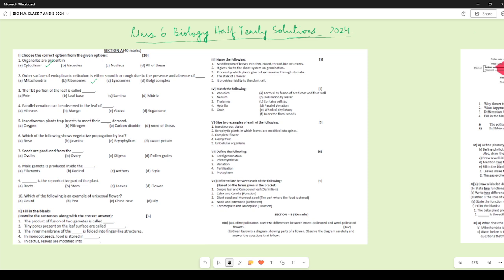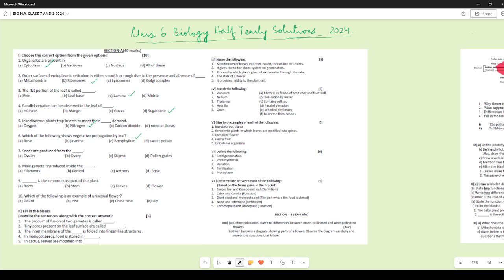The flat portion of the leaf is called lamina. Parallel venation can be observed in the leaf of sugarcane. Insectivorous plants trap insects to meet their nitrogen demand. Which of the following shows vegetative propagation by leaf? Bryophyllum.